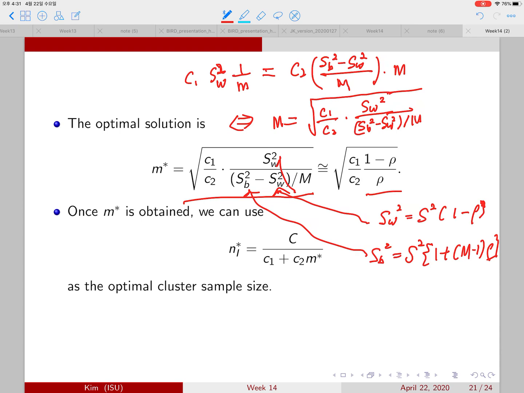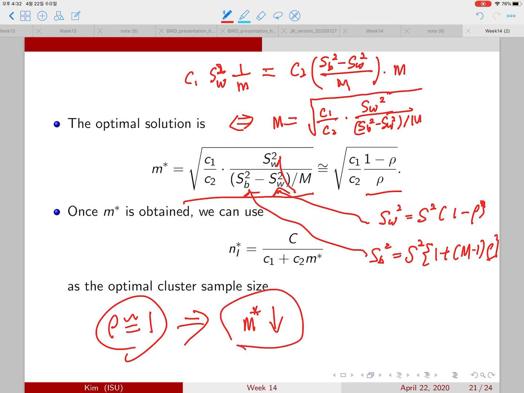Which is interesting, because if rho is close to 1, what does that mean? The intra-cluster correlation is high. That means every element in the cluster is similar to each other, so quite homogeneous. Then there's no point in selecting many elements in the same cluster. So it makes sense for M star to be low, because a small number is enough. So this formula makes sense. And once you have a smaller M star, then you have an increased N1 star, so you select more clusters than elements. That makes sense.